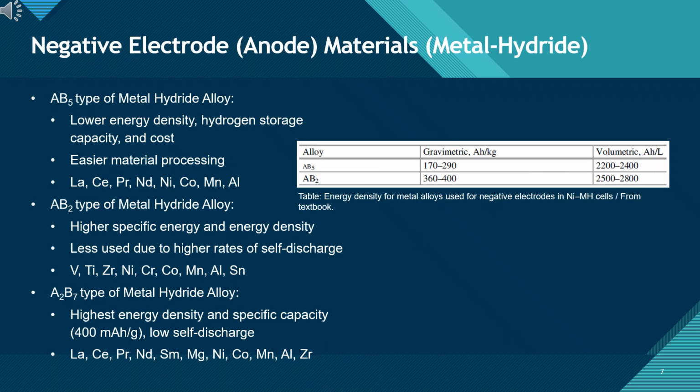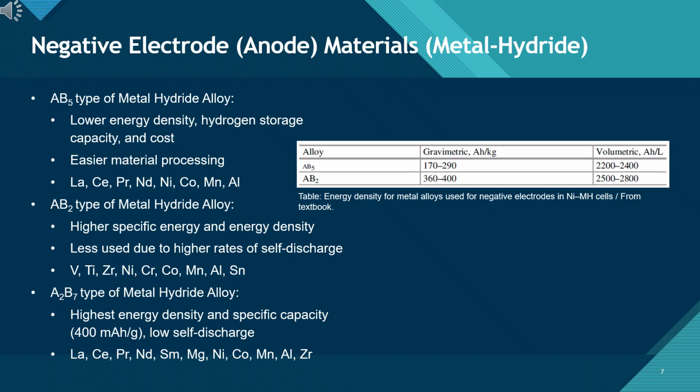Negative electrode, anode, materials. Metal hydride. This slide summarizes the main types of metal hydride alloys used in NiMH battery anodes. The AB5 alloy, containing rare earth and transition metals like La, Ni, and Co, is the most common because it's easy to process and cost-effective, but it has lower energy density.